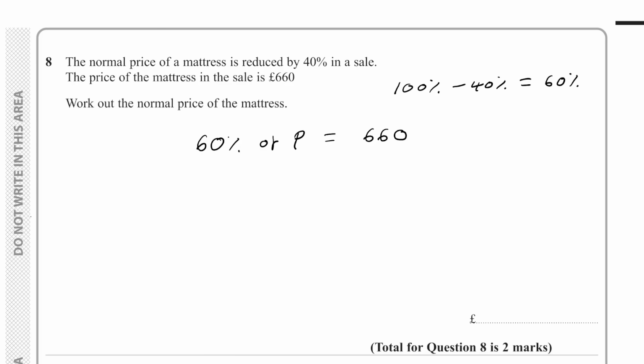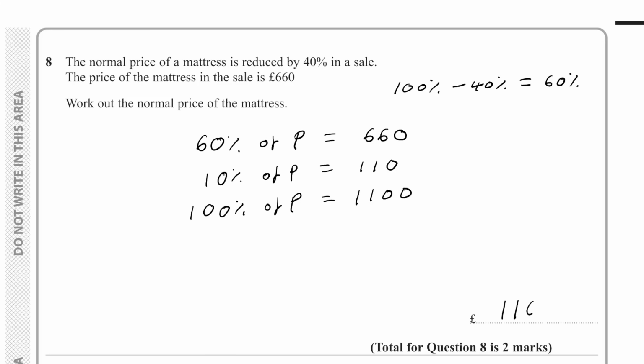We can work out 10% by dividing by 6. Because we've got 60%, if we split it into 6 parts, each part will be 10%. So 10% of the original price is £110. And to go from 10% to 100%, we can times by 10. So 100% of the original price is £1,100.